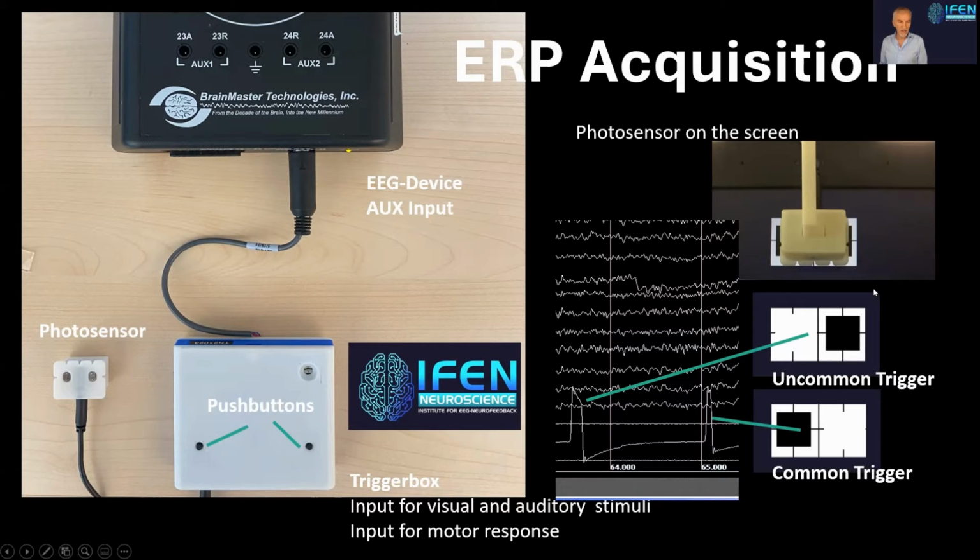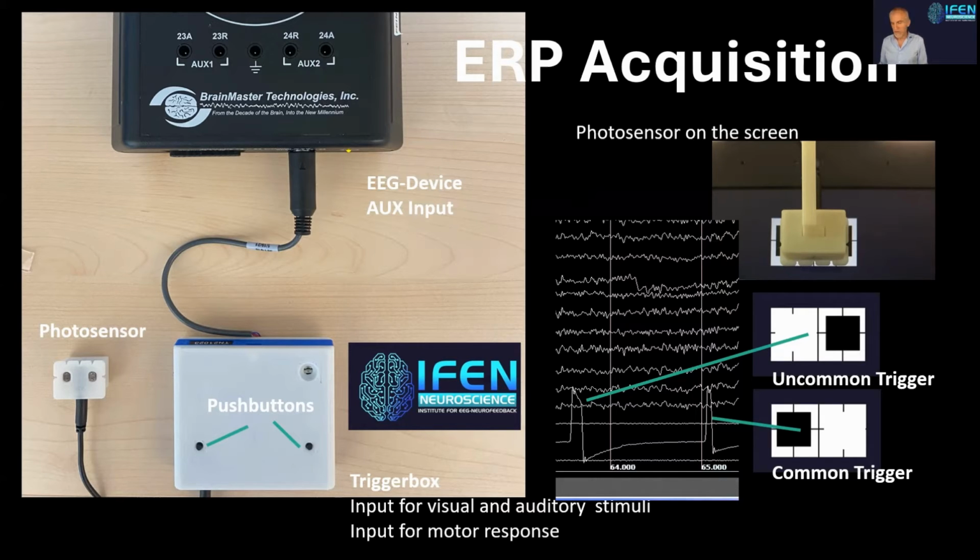signal and the markers that are produced by the presentation software. These markers indicate trigger information for the photosensor. The photosensor will send the recorded information to the trigger box, where it produces an electrical signal and sends it to the EEG device via cable.